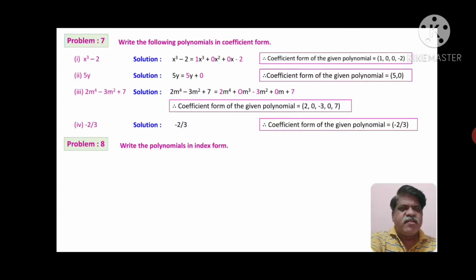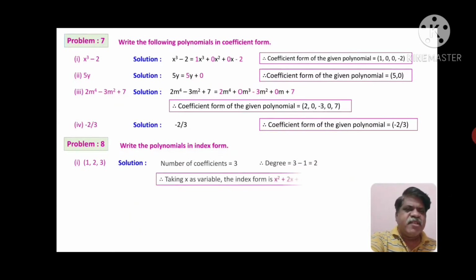Now problem number 8 we will consider. Write the polynomials in the index form. They are given in the coefficient form. Coefficients are 1, 2 and 3. Therefore we can write that the number of coefficients is 3. Therefore the degree will be 3 minus 1 is equal to 2. Therefore taking x as the variable, the index form can be written as x square plus 2x plus 3. All are positive integers.